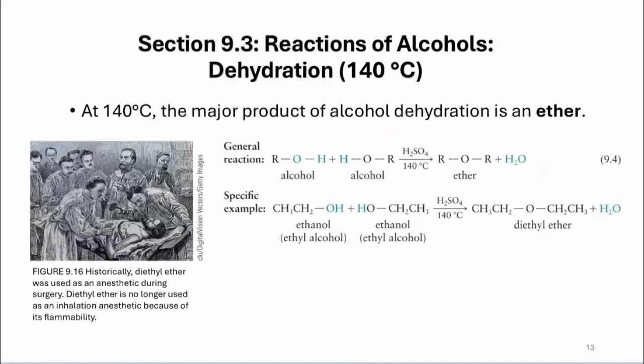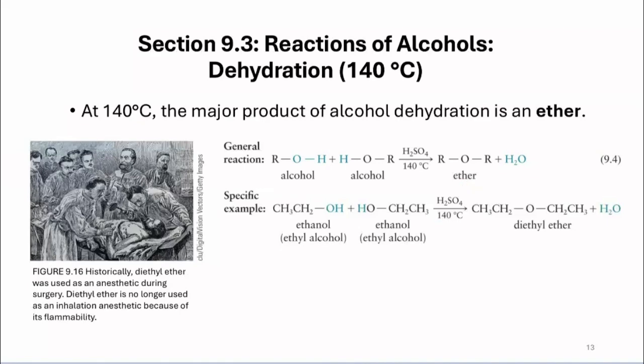Let's continue learning about reactions of alcohols. Now we are going to see another type of dehydration. But this dehydration, instead of forming an alkene, is going to form an ether. So if you have two alcohol molecules and you expose them to sulfuric acid, but now instead of doing 180 degrees Celsius, you do 140 degrees Celsius, what occurs is a dehydration, but it will result in an ether.